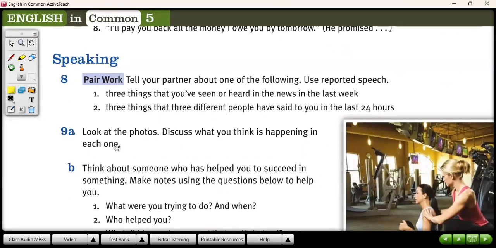Okay, so as homework, you're going to prepare, you're going to think about one of the following, and you're going to use reported speech in class. So you can think about three things that you've seen or heard in the news in the last week, or three things that three different people have said to you in the last 24 hours. So before class, think about it, and we are going to do this in class, okay? I just want you to think before our class, okay?